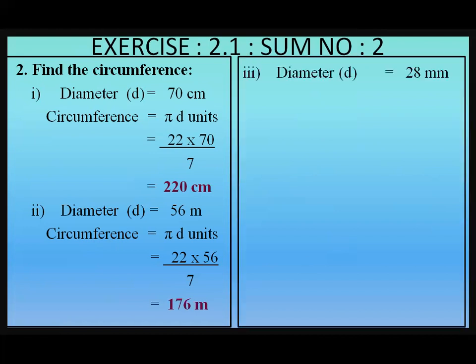Again, diameter is given as 28 millimeters. So circumference is pi d. 22 by 7 into 28. 7 will cancel 28 4 times. So you get 88 millimeters.